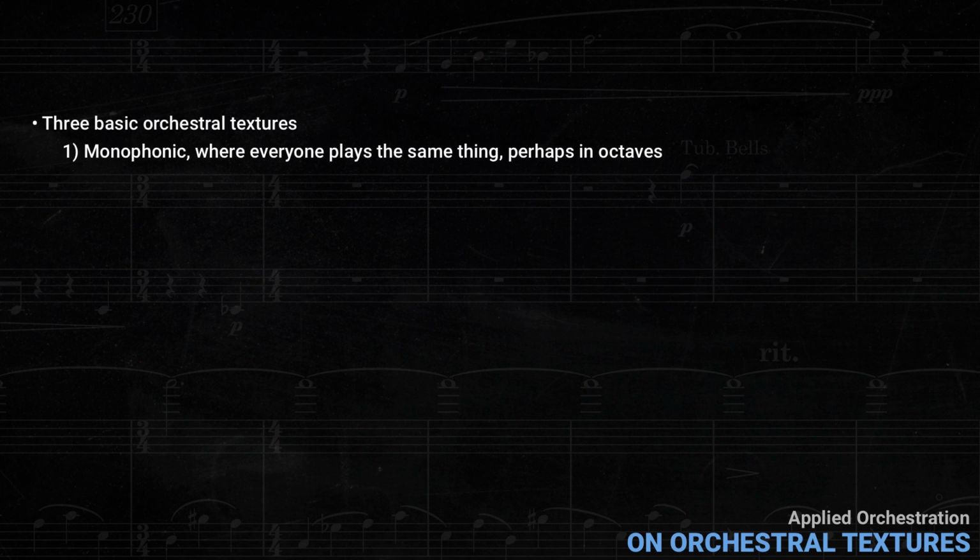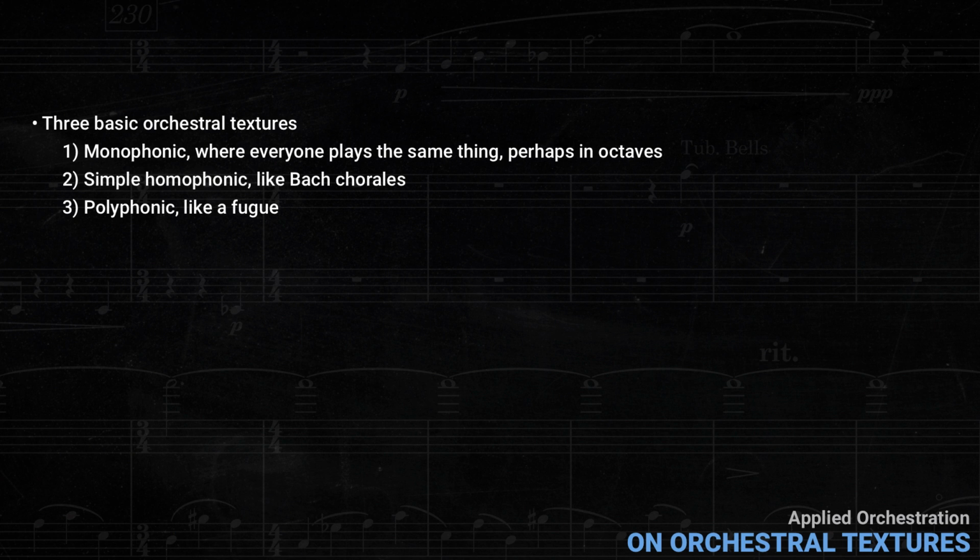Beginners in orchestration typically learn about three basic orchestral textures. First, monophonic, where everybody plays the same thing, perhaps in octaves. Two, simple homophonic, like Bach chorales. And number three, polyphonic, like a fugue.